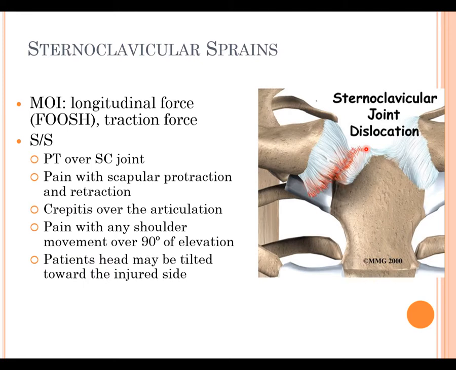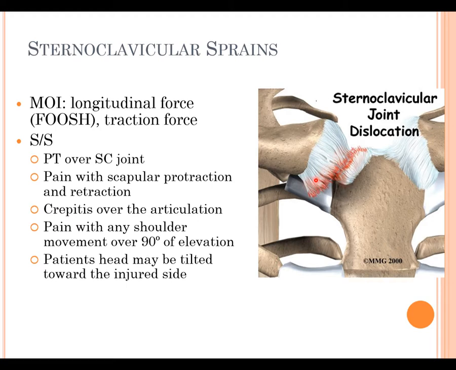The way that this is going to be injured is primarily through a longitudinal force. We call it the FOOSH mechanism: falling on an outstretched hand. It could be falling on an outstretched elbow. A big one we see when it comes to SC sprains is falling on the tip of your shoulder. All of that is going to cause a longitudinal force to travel down your arm, through your humerus, through the glenoid fossa, and transfer that force to the clavicle, and the force is going to continue down the clavicle until we get to the SC joint.